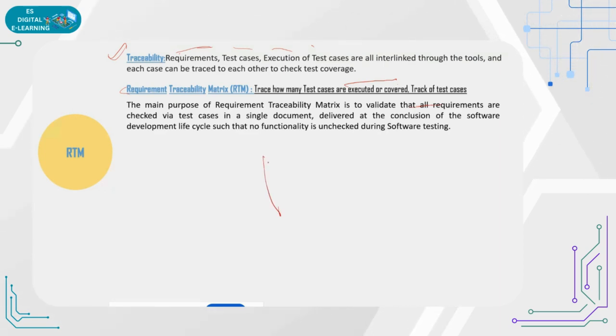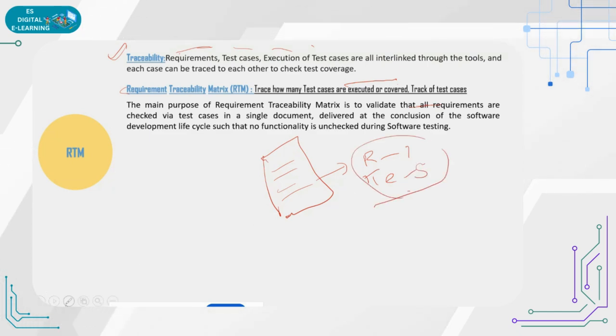We track it in a single document, because with a single sheet you can identify how many requirements there are, how many we tested, and how many are not tested. All this will be tracked as part of a requirement traceability matrix.